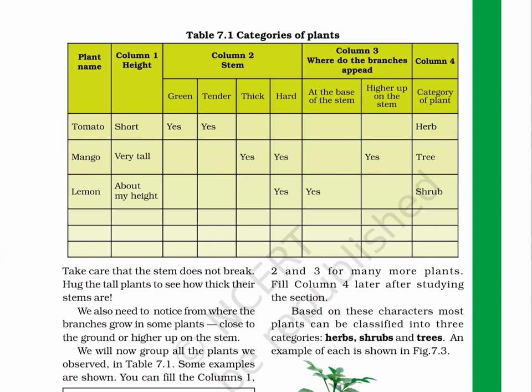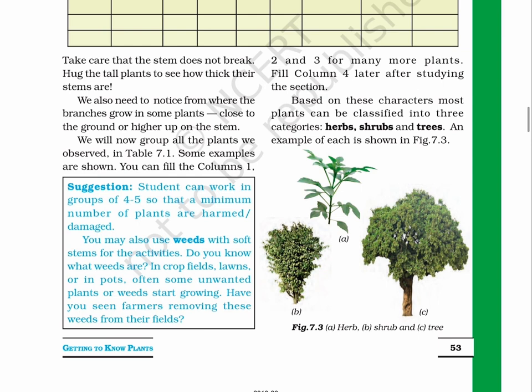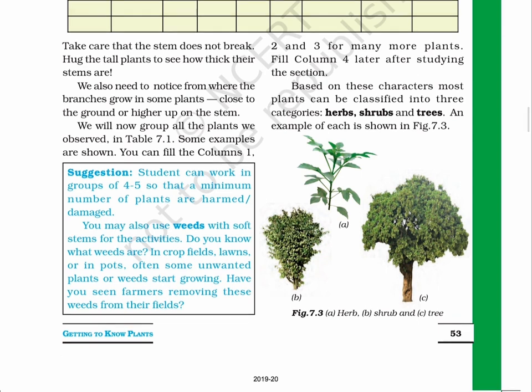Rest of the table is left blank for your observation. Complete it. Take care that the stem does not break. Hug the tall plants to see how thick their stems are. We also need to notice from where the branches grow in some plants, close to the ground or higher up on the stem. We will now group all the plants we observed in table 7.1. Some examples are shown. You can fill the columns 1, 2 and 3 for many more plants. Fill column 4 later after studying the section.